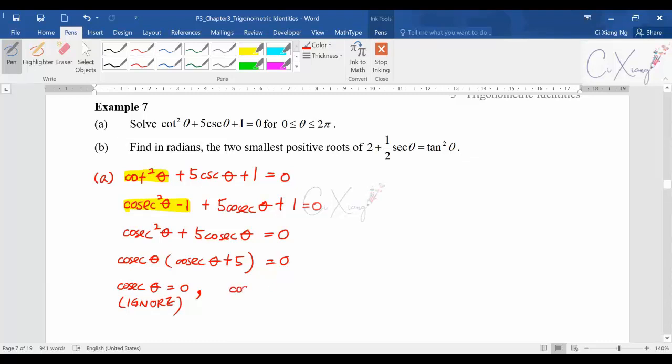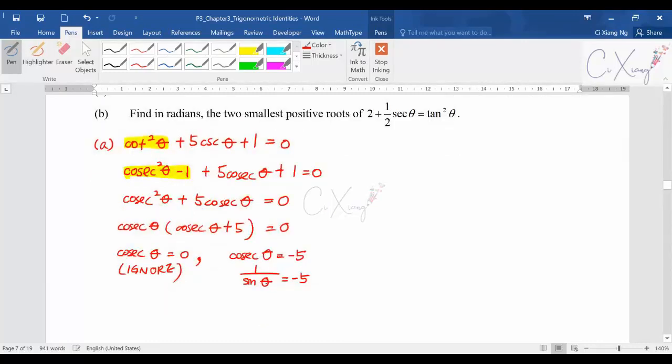Then the other part will be cosecant theta equals negative 5. So cosecant theta is negative 5 means that 1 over sine theta equals negative 5. If you continue further, that means sine theta will be equal to negative 1 over 5. So from here, please try to solve the equation that you learned in AS level before to get the answer. Of course, you need to go through the quadrant now. You need to find the basic angle and everything. For me, I'll find the basic angle first. So what is the basic angle here? For the basic angle, what I get is 0.201.